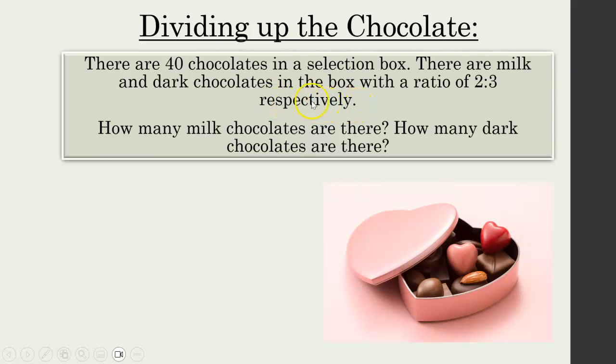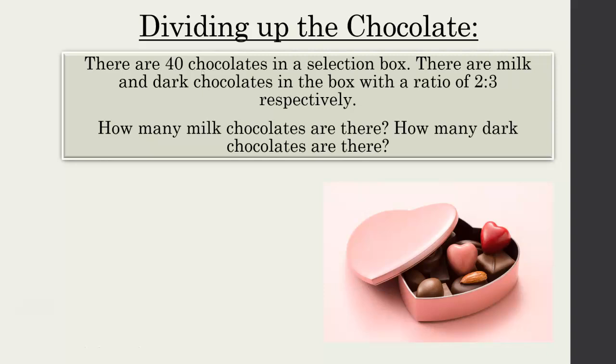Now the word respectively just means, go back to the start of the sentence, what's the arrangement? Milk and dark chocolates. So milk would be with respect to the 2, dark chocolates would be the 3. Remember, left to right. So this means for every 2 milk chocolates, there are 3 dark chocolates. So the question is, how many milk chocolates are there? How many dark chocolates are there? So for every 2 milk chocolates, there's 3 dark chocolates. That's fine. But we are told there are 40 chocolates altogether in the box.